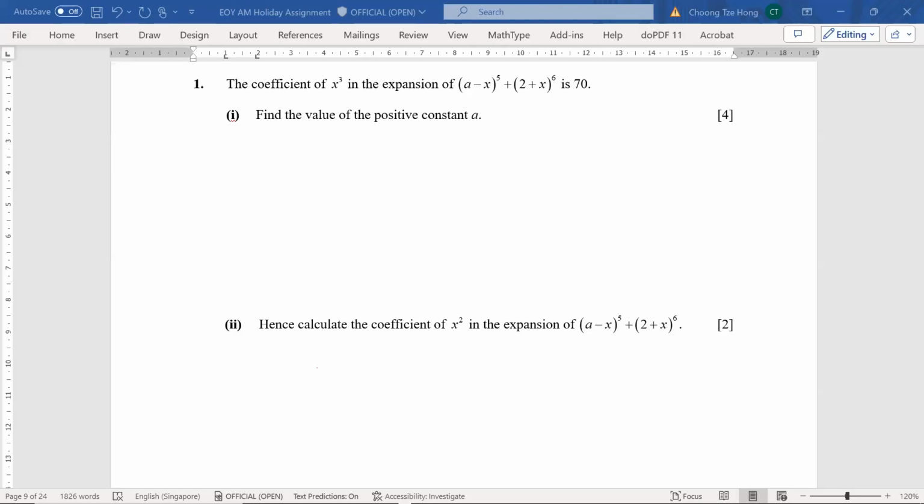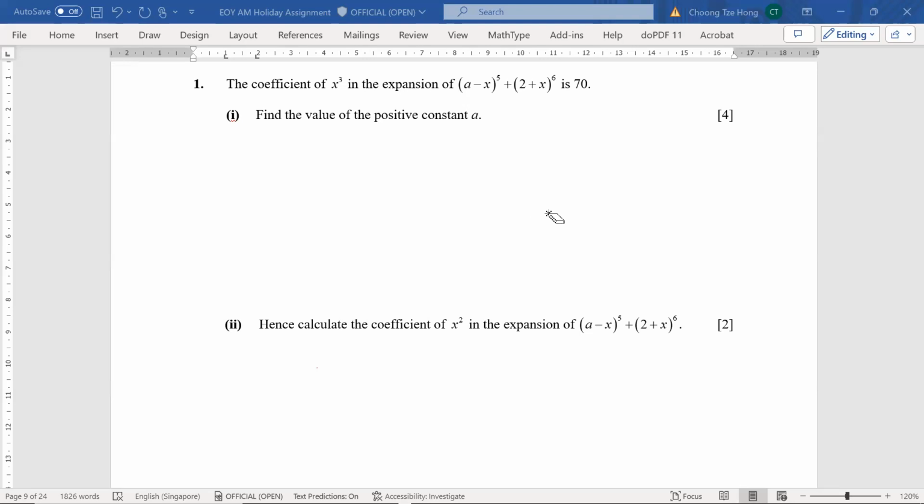Hi students, let us now take a look at the 2013 O-Level Paper 1 question 5. Over here we have a question related to the binomial theorem. The question goes: the coefficient of x cubed in the expansion of (a - x)^5 + (2 + x)^6 is 70. Find the value of the positive constant a.